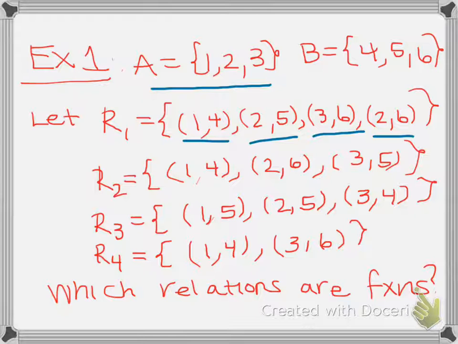It's an ordered pair. However, the second condition states if (x, y) is in your relation and (x, z) is in your relation, then y and z must be the same. So R1 is not a function because it fails the second condition, right? (2, 5) and (2, 6). 5 and 6 are not the same number, okay? So this is not a function.